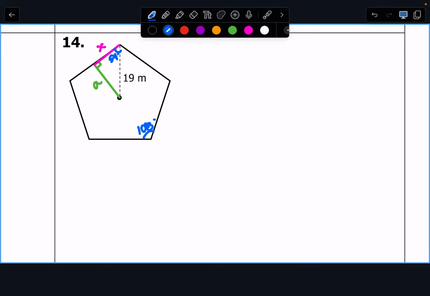Okay? Let's find the apothem first. Which trig function do we need? Okay. The sine of 54 degrees is A over 19. I got it. Are we good with that? Okay.